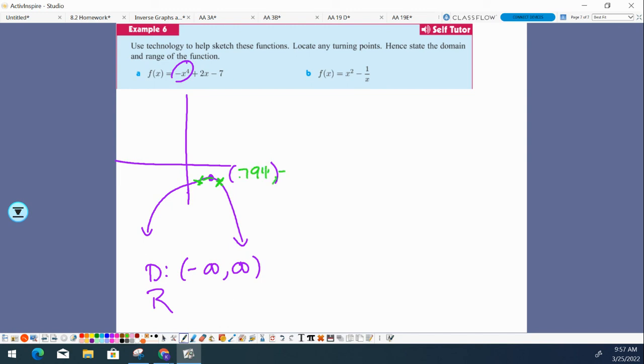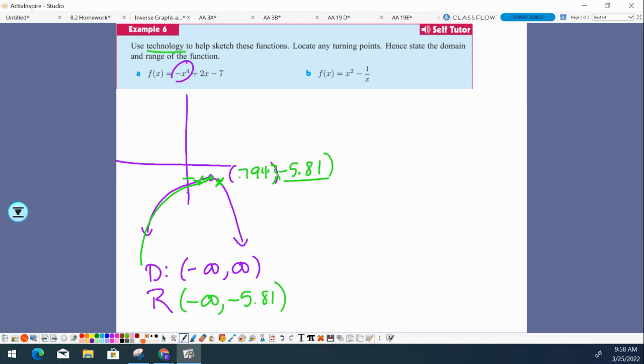0.794, negative 5.81. I didn't make my parentheses big enough. So when you do that, you can see the highest y value is negative 5.81. So it's going all the way down from negative infinity all the way up until I get to this point, negative 5.81 in 3 sig figs. So that's how you use technology to help you find these values. So I'm just doing a quick little sketch.